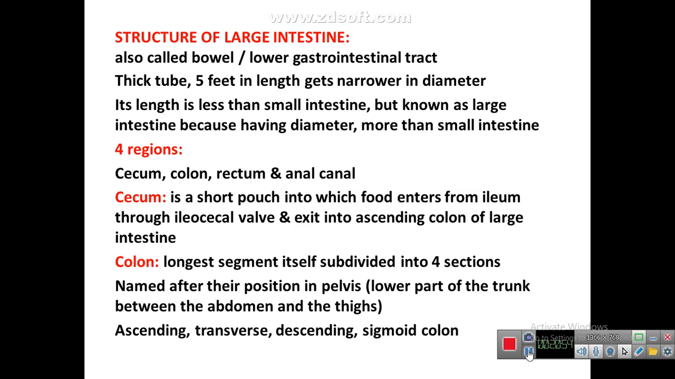The second part of the large intestine is the colon. It is the longest segment, itself subdivided into 4 sections. These 4 sections are named after their position in the pelvis. What is the pelvis? The lower part of the trunk between the abdomen and the thighs. The 4 sections of the colon: ascending, transverse, descending, and sigmoid colon.